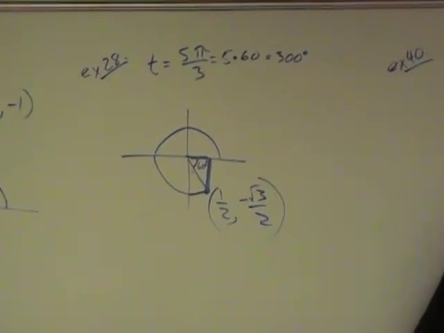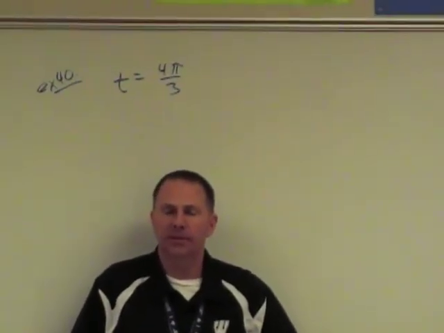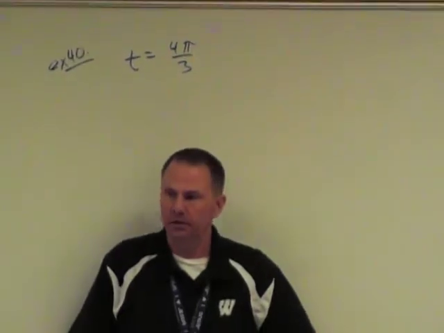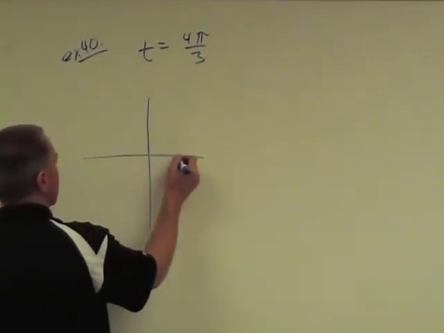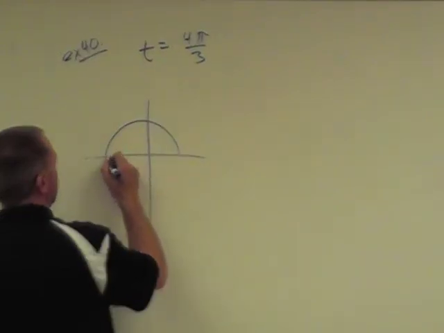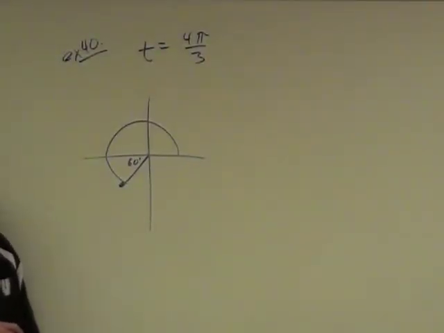So first of all, what is 4 pi over 3? Let me ask you something. What's pi over 3? 60. What's 4 times 60? 240. You got 4 of them. 240 degrees. 90, 180, and 60 more gives me 4 pi over 3. 60 is my reference angle.